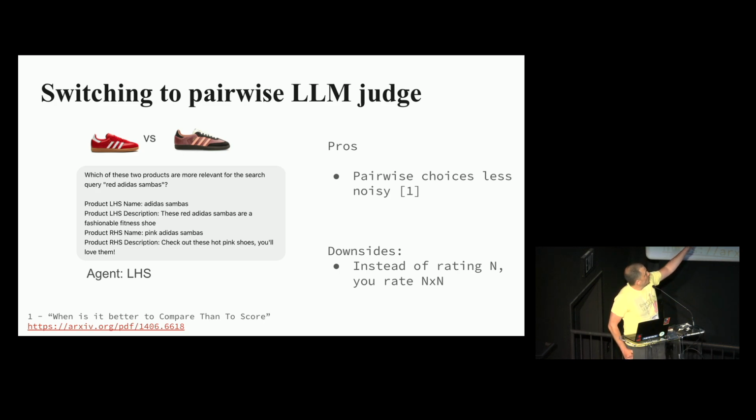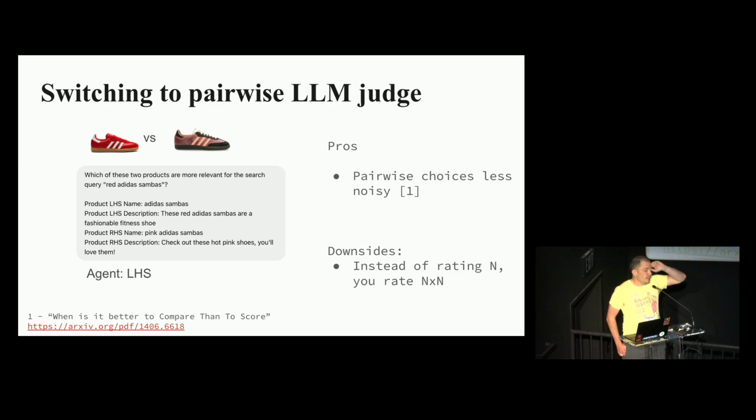Which of these is more relevant to red Adidas Sambas? If I was to do this with categorical labels and I only saw the one on the right first, there are various biases that might say, oh, that's pretty good. That's a 5. That's a perfect result. It's red. It's Adidas. But when you compare it to the one on the left, you see that is bright red. That is definitely better. So there is a strong argument that instead of going through and labeling all these things, maybe our agent should compare our products and say which of these is more relevant.